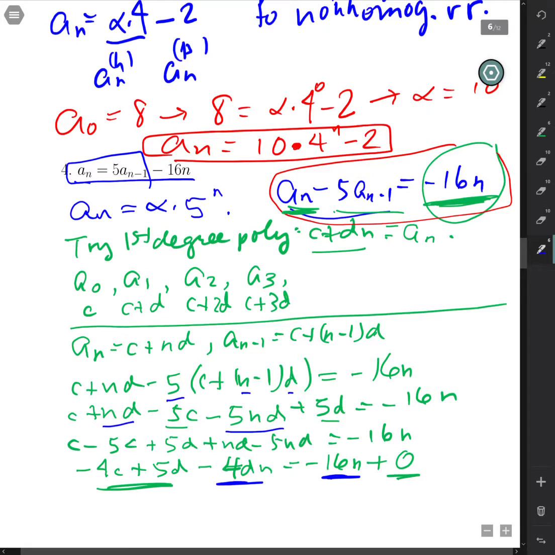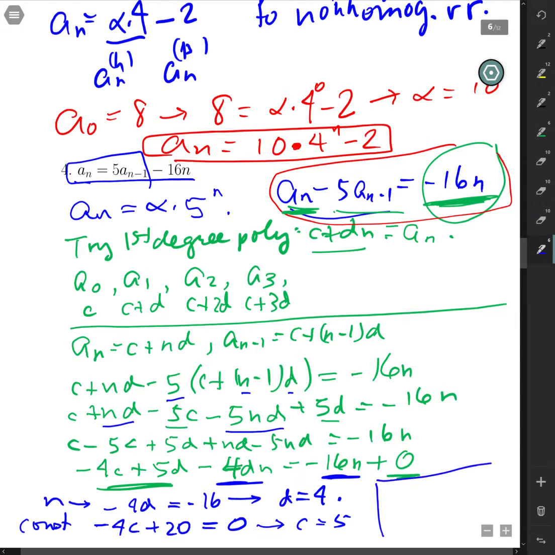So let's deal with the ones I underlined in blue first. That says minus 4d, the coefficient of n, must be equal to minus 16, and that means d is equal to 4. And if d is 4, then putting a 4 in up here, I have minus 4c plus 20 must be equal to 0, the constant term. So this is the n coefficient, and this is the constant term, and that means c is equal to 5.